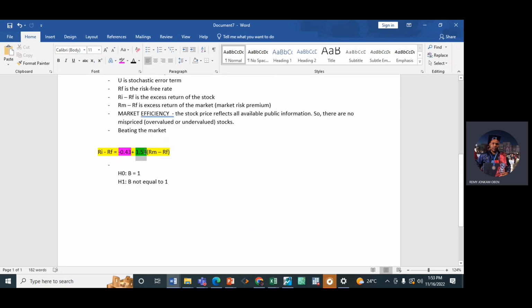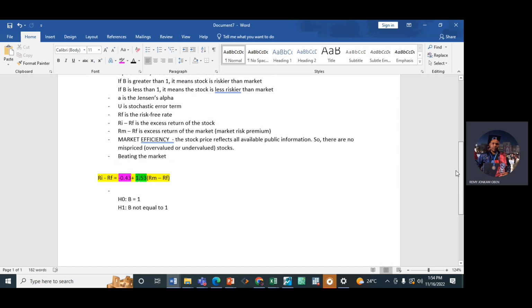But if it is significant, that is statistically different from 1, then we need to go one step further and check its mathematical value. Now, is it less than 1 or greater than 1? If it is less than 1, then it means stock is less risky than market. But if it is greater than 1, it means stock is riskier than market. Understood?